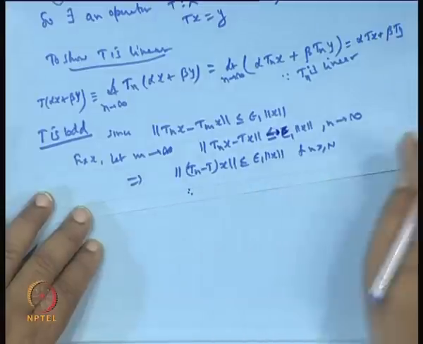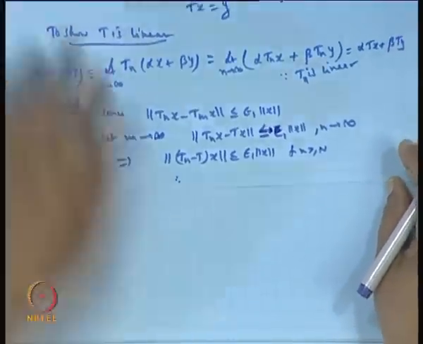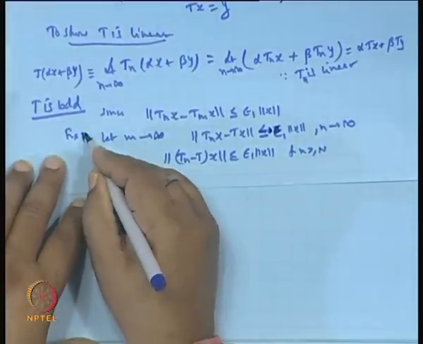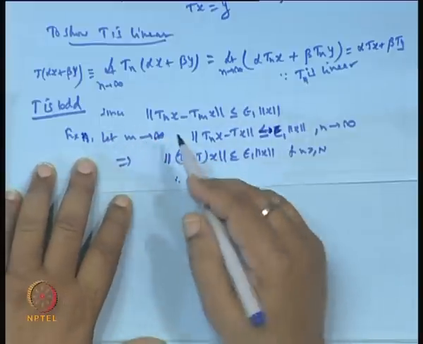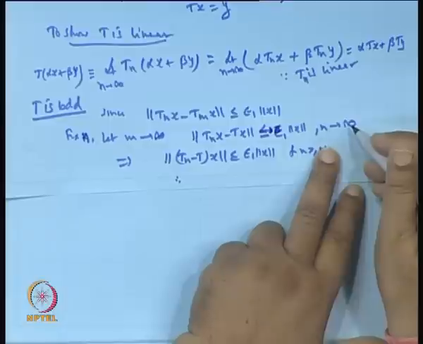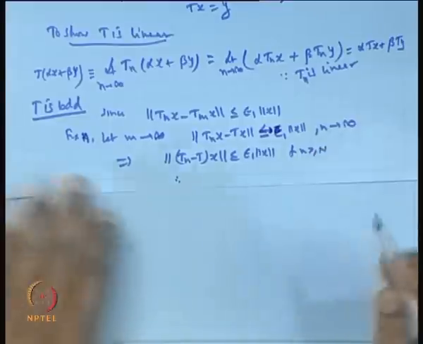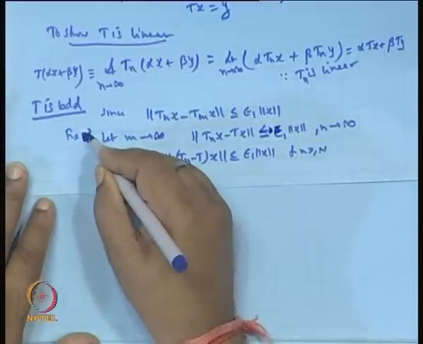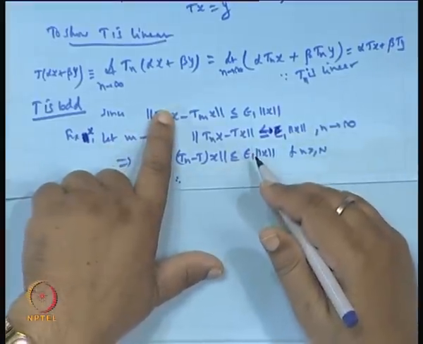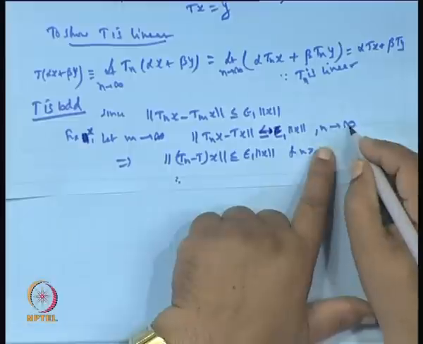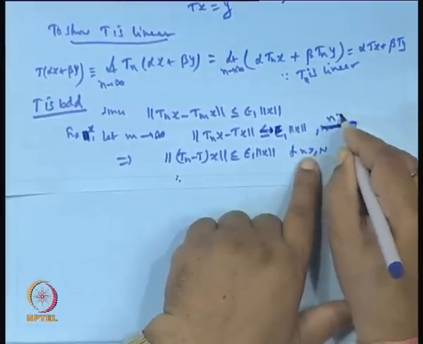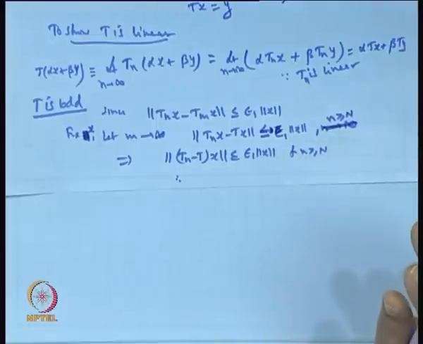Sir, here n tends to infinity? No, here fix n, fix x, n and x both, and m tends to infinity. Then only, fix x, and m tends to infinity. This I am not touching. So here you can say n is greater than or equal to capital N. Is it okay now?